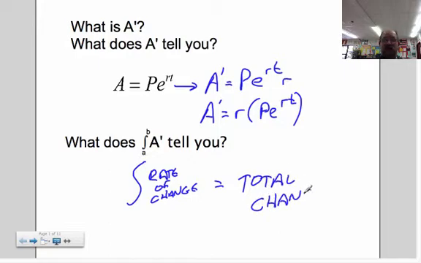So if we have money in the bank and we know it's getting interest compounded continuously, we can figure out how much our value has changed from this point to that point. Okay.